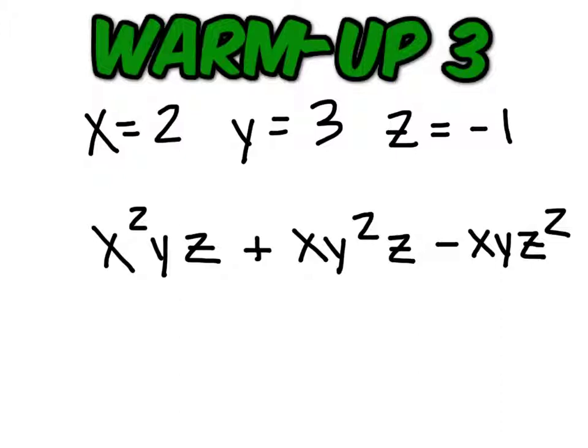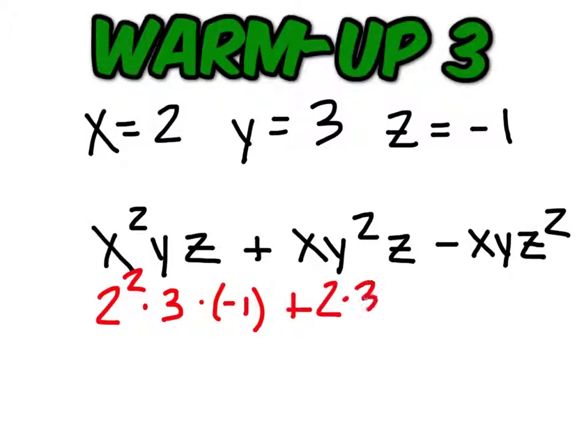Alright, so let's find the mistake that the two of you made that had negative 24. You had 2 squared here times 3 times a negative 1, plus 2 times 3 squared, and then times a negative 1, and minus 2 times 3 times the negative 1 squared. Alright, have you found it yet? Yeah. You did? Which part was it? Plus that last thing instead of minus.